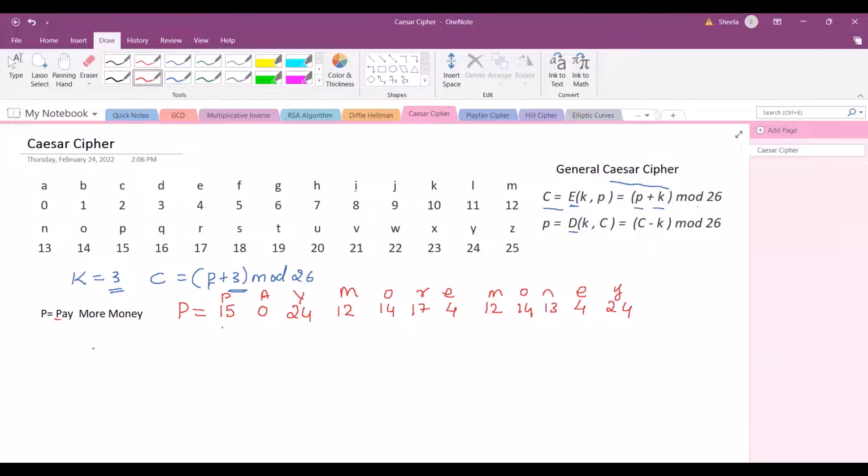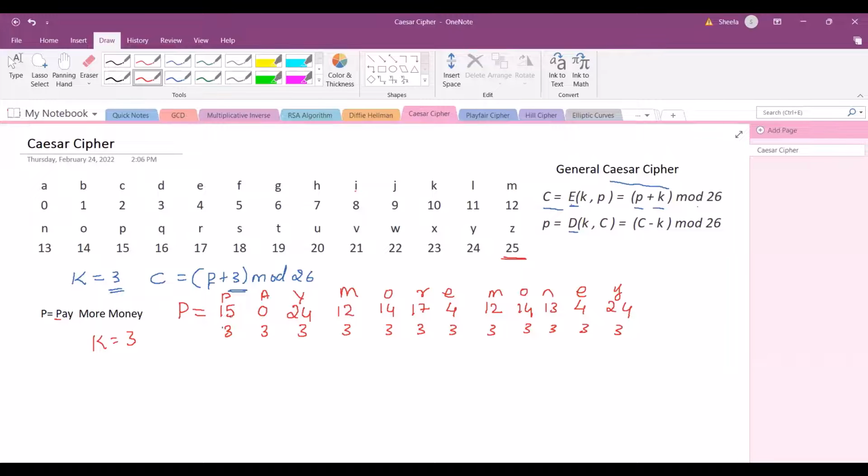Now let the value of K be equal to 3. The value of K equal to 3 means I need to add 3 to all the alphabets. And after adding 3, if any number is greater than 25, then I need to take mod 26, because the final value of the alphabet we have is 25.